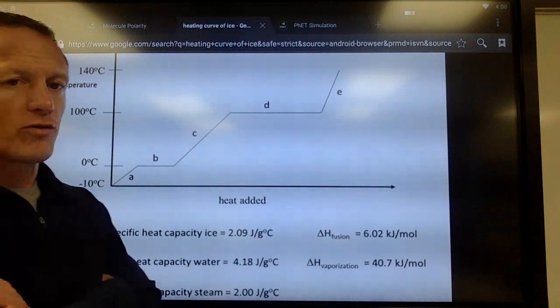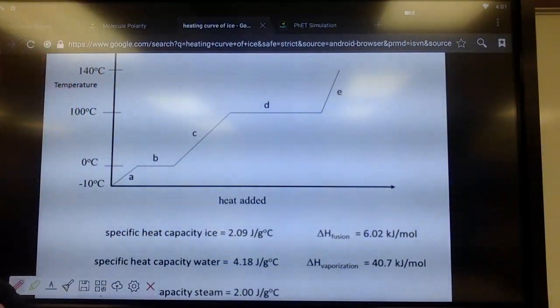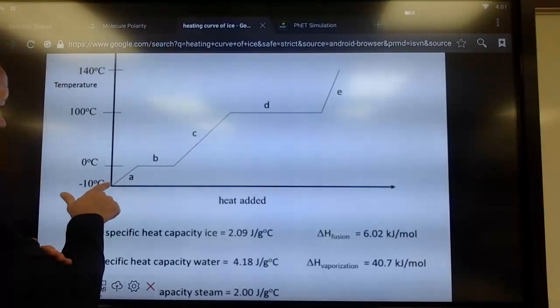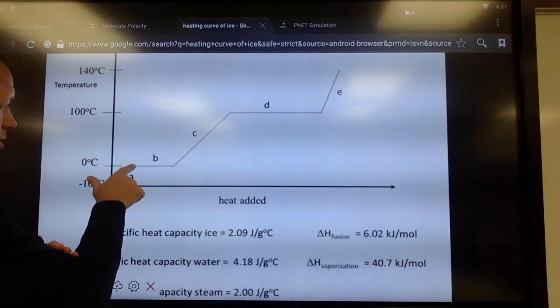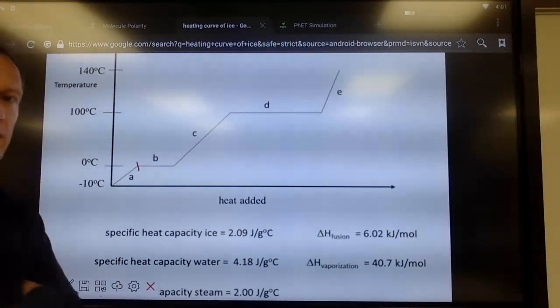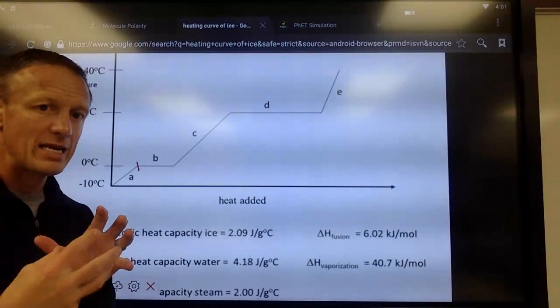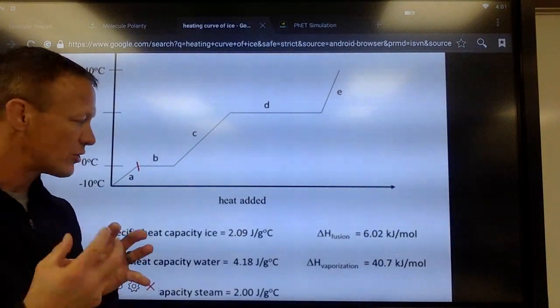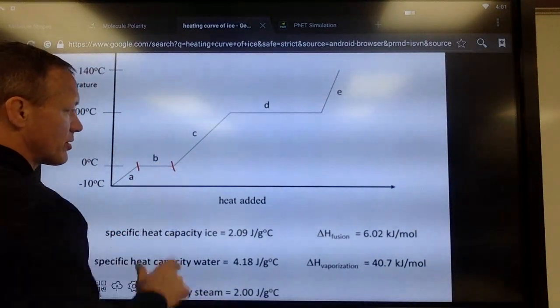This is the heating curve of ice into steam. So if we think about it, right here at negative 10, we've got some ice. Here the ice is getting warmer, getting warmer, getting warmer. Once we get to that spot right there, it starts to melt. At 0 degrees, ice starts to melt. And as ice is melting, it's still absorbing heat. It's still endothermic, heat is going into it, still gaining so many joules of heat, but the temperature doesn't change.